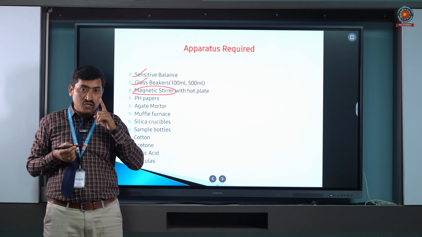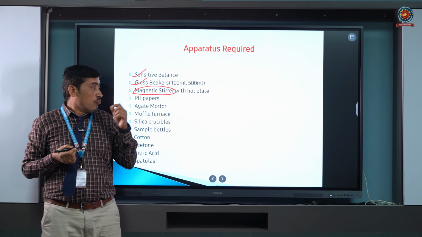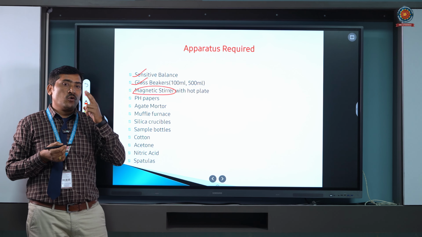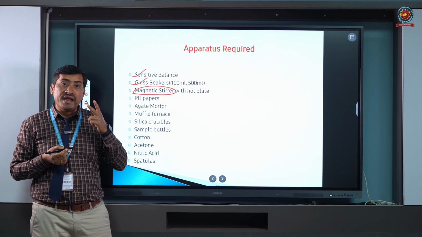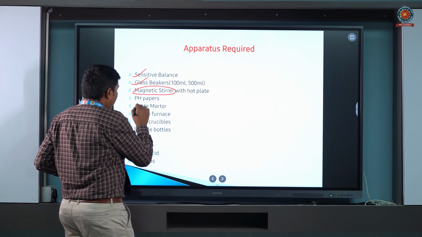Our synthesis's main instrument, main experiment. What is this? The magnetic stirrer. It has two properties. One is for stirring purposes, and another one is for heating purposes. Okay. Next one, pH paper.